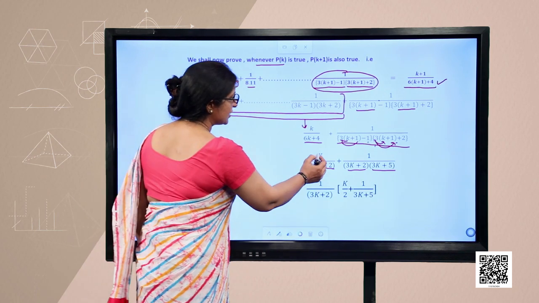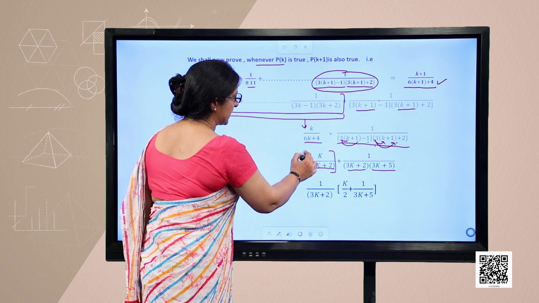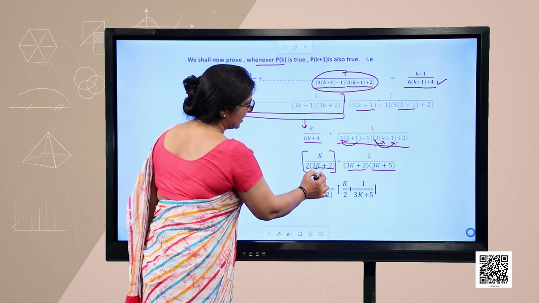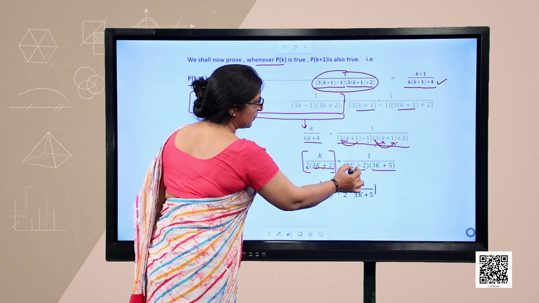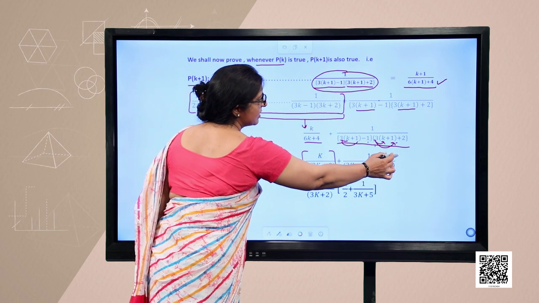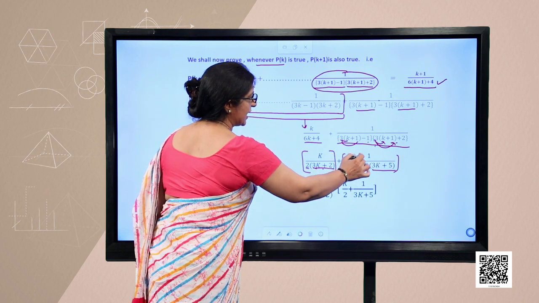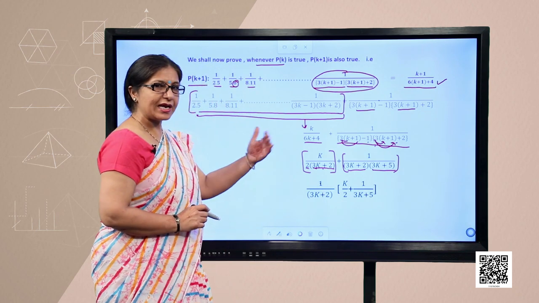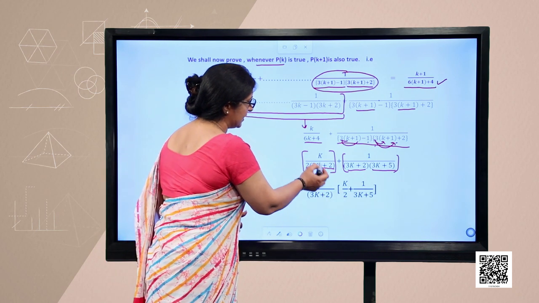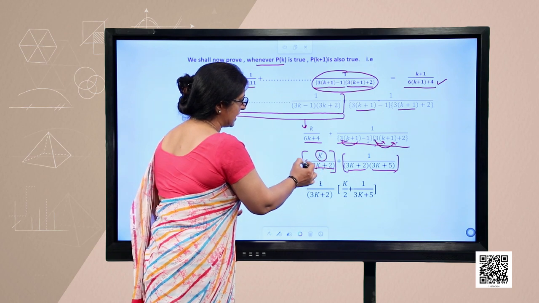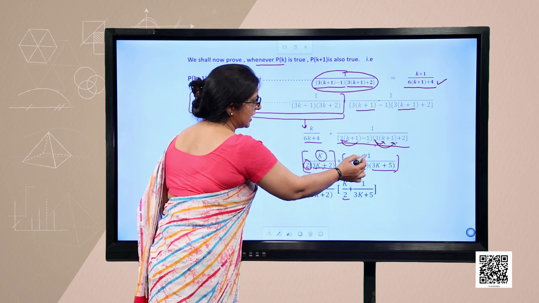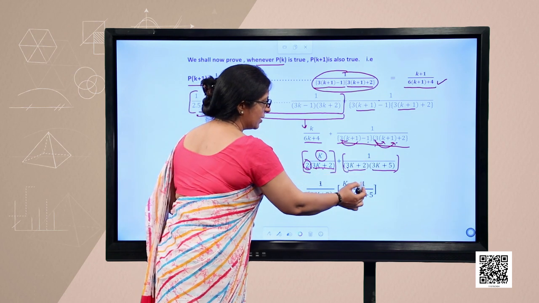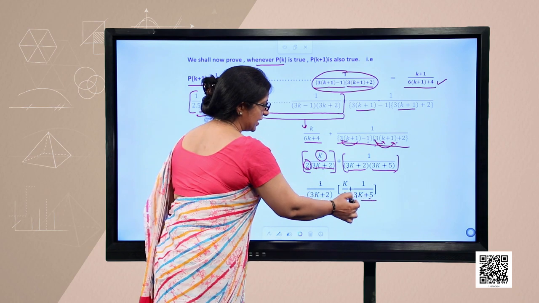Now, as you can see, in this first expression 1 upon 3k plus 2 is common. This is also there, and 1 upon 3k plus 2 is also there in the second expression. So, we can take this term common, 1 upon 3k plus 2. What are we left with inside the bracket? Here k is left and 2 is left in the first expression. After taking 1 upon 3k plus 2 common outside, we are left with 1 upon 3k plus 5 inside.